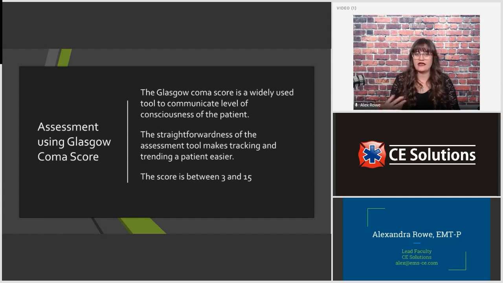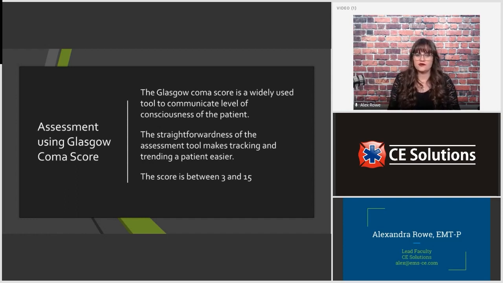That way we get used to getting a GCS on a patient. At least that's how our medical director is. He's like, it doesn't matter if it's medical or trauma, to know the GCS on your patient is extremely important. And it's great for your reports as well. So it's widely used, and it helps communicate on the same level between healthcare provider to healthcare provider, the level of consciousness of the patient.